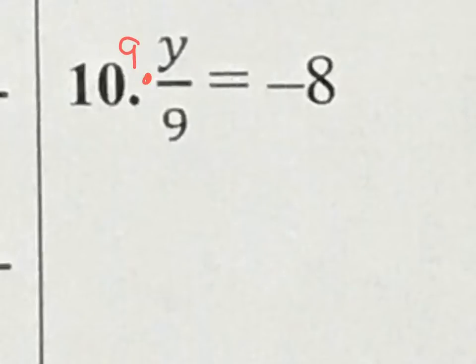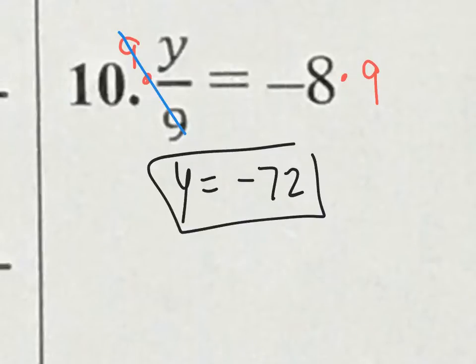Now, I want everybody to note, again, that this multiplication of 9 is up on top. You don't put it down here, you put it on top, because that way, when you have a 9 on top over a 9 on the bottom, that's where they actually cancel out. 9 over 9 is 1, it cancels out. But if you multiplied by 9 on the left side, you're going to have to multiply by 9 on the right side. So you're going to end up with y equals -8 times 9 is -72. That's your final answer on number 10.